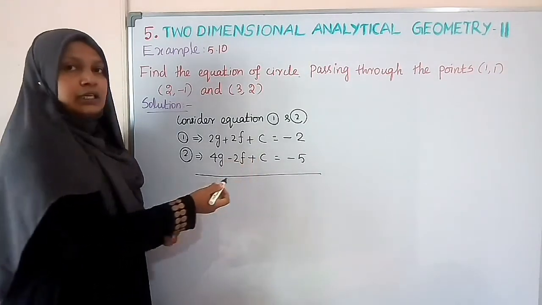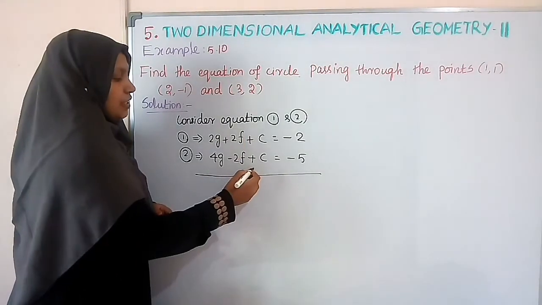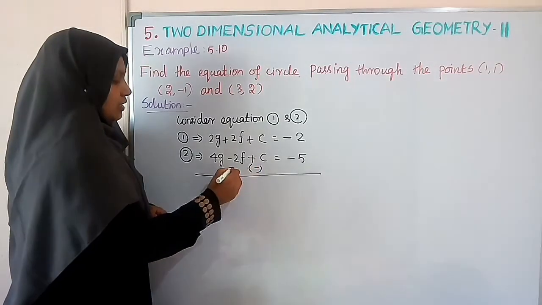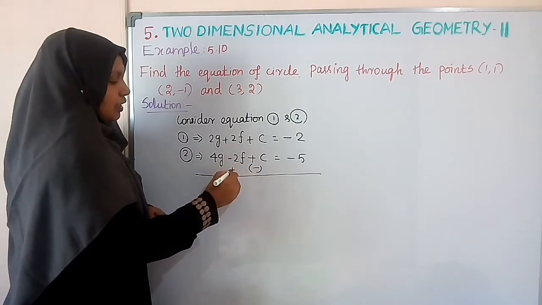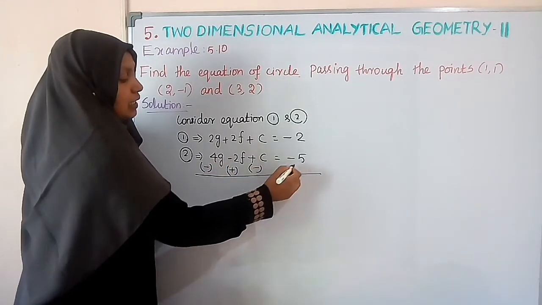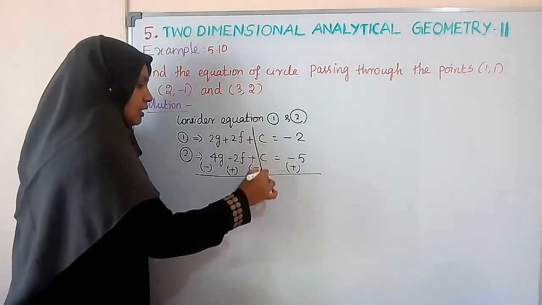See the symbol? Both are positive. So we have to make it the opposite sign, like in the elimination method we are doing. Here it is plus sign, I make it a minus sign. The minus 2f becomes plus 2f, plus 4g I make it minus. Here minus 5, change it to plus. Okay, so now the c gets eliminated.